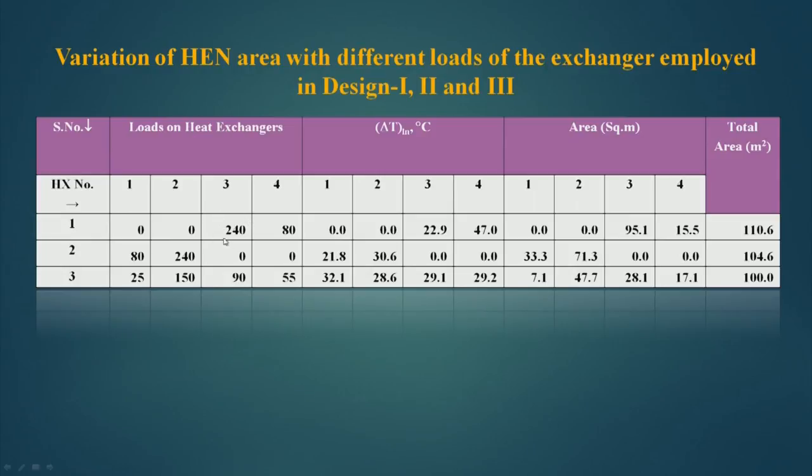The capacity of the heat exchanger is 240 kilowatt, and the log mean temperature difference value is 22.9, whereas for the 80 kilowatt heat exchanger the delta T ln is 47 degrees centigrade. Now, this data clearly tells that this bigger heat exchanger, 240 kilowatt, is utilizing less than half of the delta T which the 80 kilowatt heat exchanger is employing.